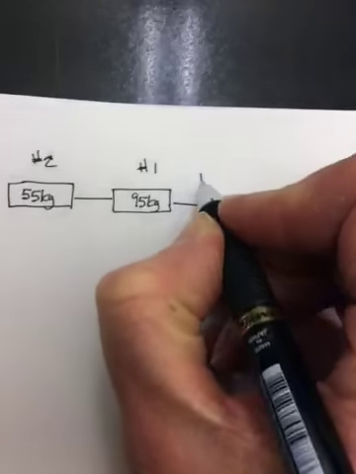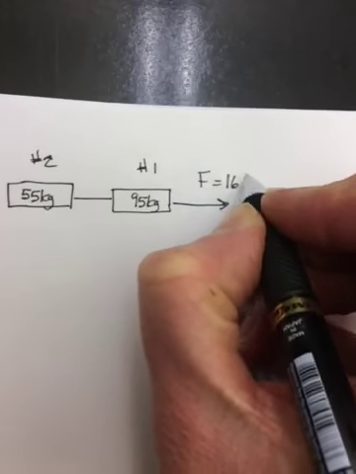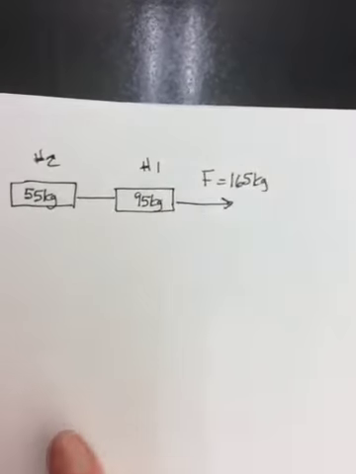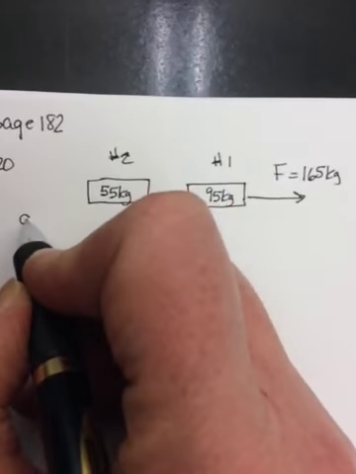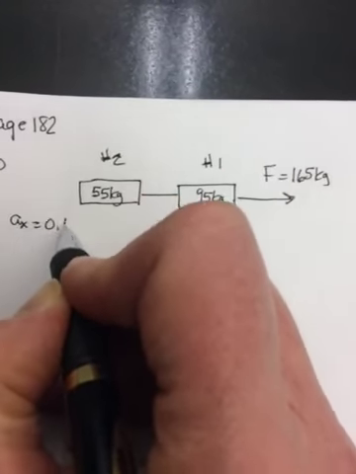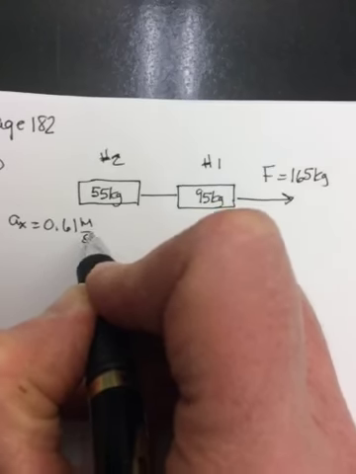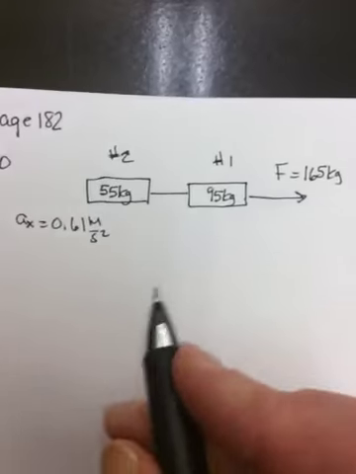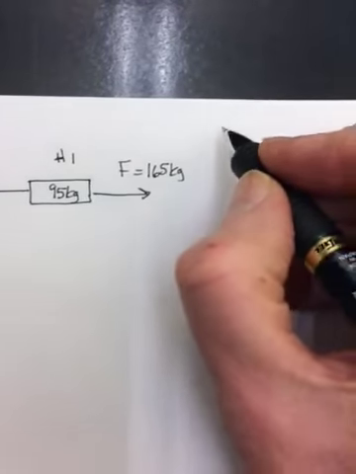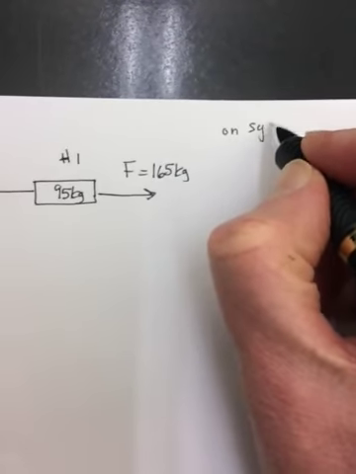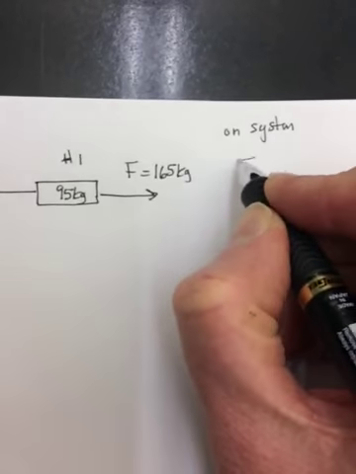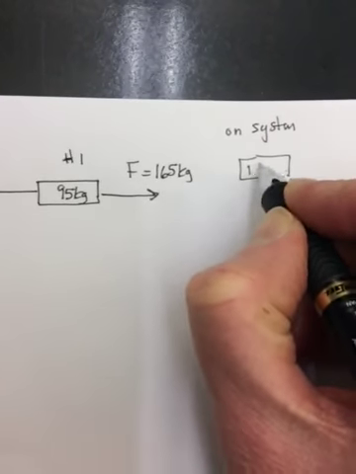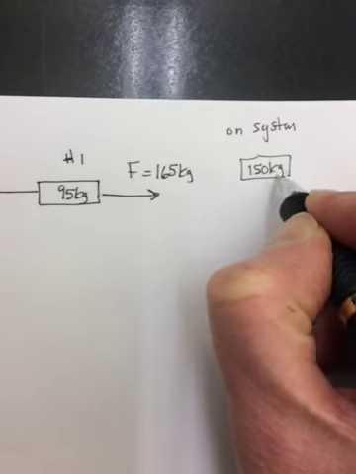So there's a forward force here of 165 newtons, and we're told that the whole system accelerates at 0.61 meters per second squared. Okay, and so the first question wants to know the frictional force. So you're going to do it on the whole system. I'll do it up here. So on the system, the mass of the whole system is 150 kilograms, 95 and 55.